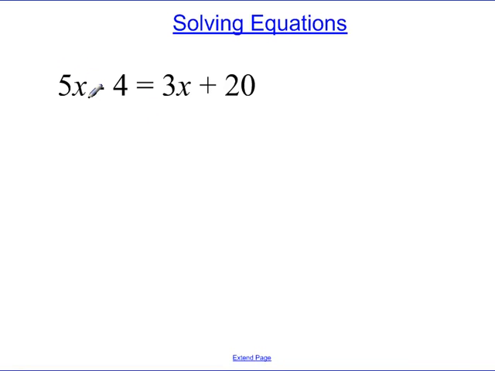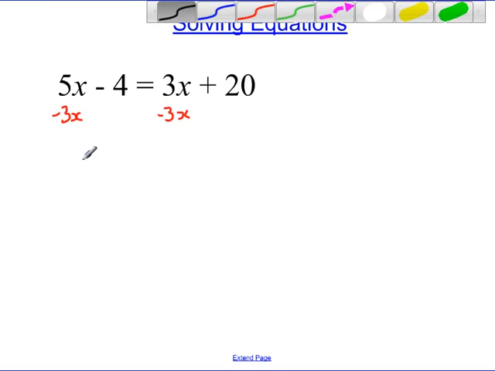First of all, what you want to do is get all the x's onto one side. So you could take away the 3x from this side, and if you take away 3x from one side you have to do exactly the same to the other side. Now there's no point in writing the 3x underneath this 4 here because you're going to take the 3x away from this 5x. So we've taken away 3x from both sides and we're left with 5x take away 3x is 2x.